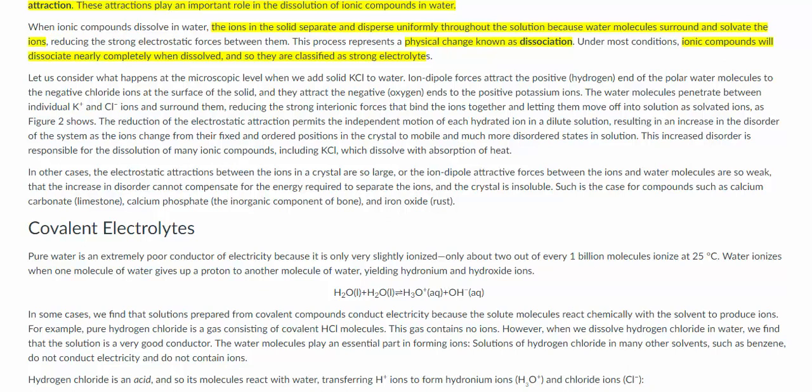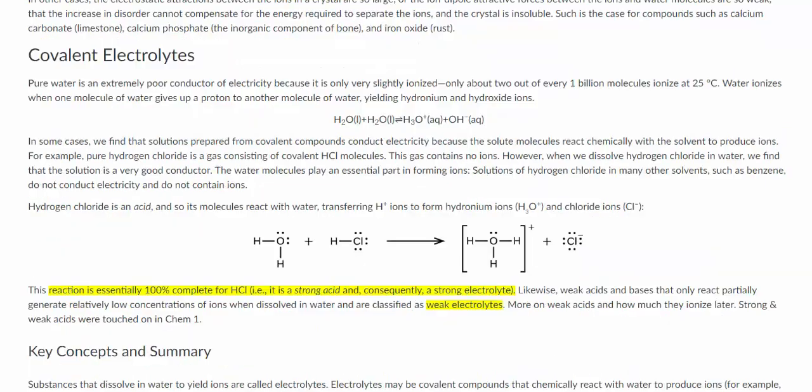At the atomic level, the ion-dipole forces of the water attract the positive end or the hydrogen end of the polar water molecule to the negative side of the potassium chloride or the chlorine side. The negative side of the water molecule or the oxygen is attracted to the positive side or the potassium of the ion. So the water molecules end up surrounding each of these ions with the appropriate side, and that reduces the interionic forces that bind the ions together.